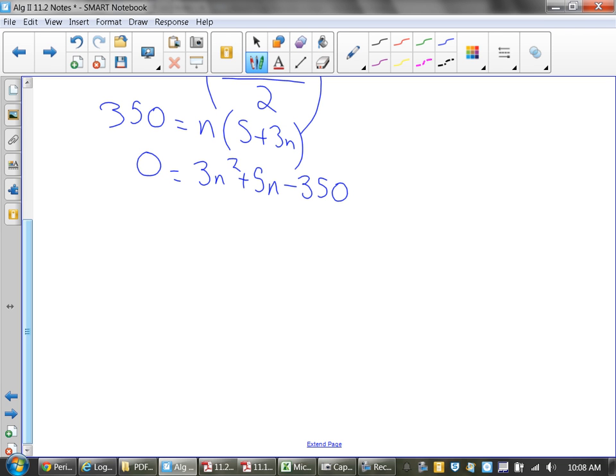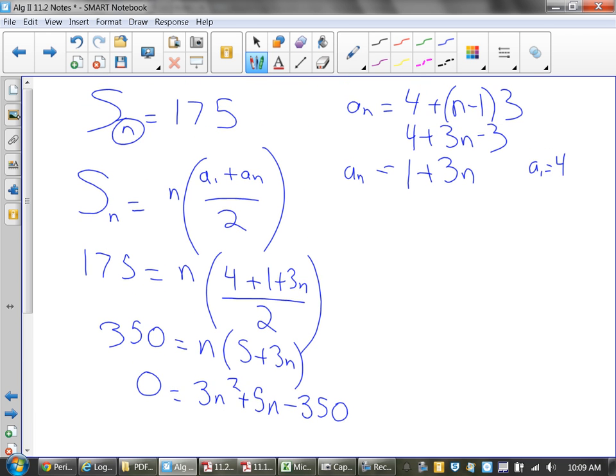How did you get the 1 plus 3n? 1 plus 3n is a sub n. It's the generic equation, the nth rule. In the previous part of the problem, we didn't write out the rule for the nth term. You might want to, when you have this style, because you will always use it for the secondary part. How do you factor that? Carefully.